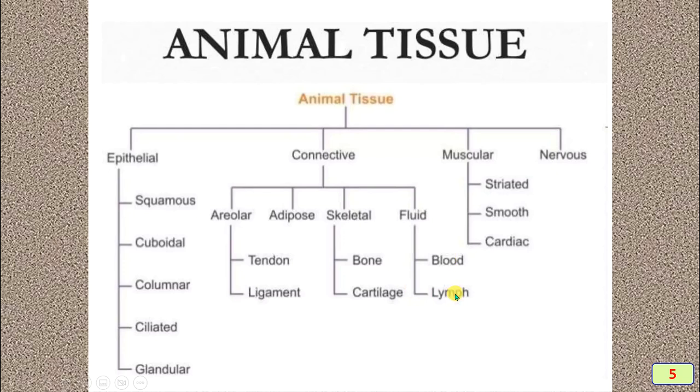The muscular tissues, once again, are classified into skeletal muscles and smooth muscles, and also the cardiac tissues, which are a very specialized type of tissue. And lastly, the nervous tissues, of course, with a lot of neurons, nerves, and other things. So this is a very brief classification of the different tissues in a nutshell.